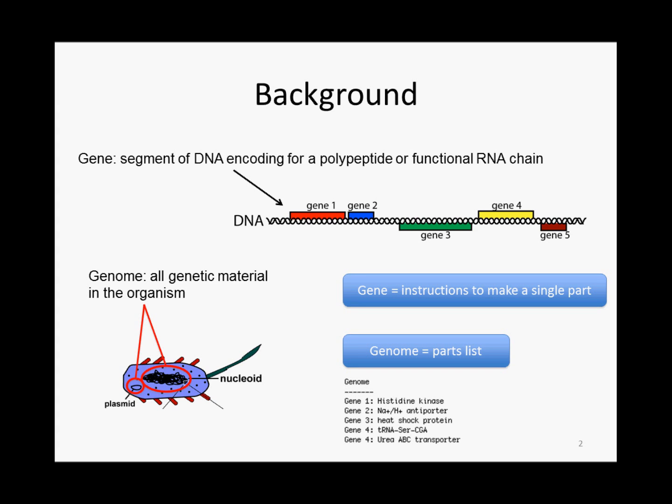So, an analogy that is often used when talking about genomes and genes: if we imagine the genes contain the instructions to make a single biological part, then a genome is therefore a parts list, the collection of instructions to create all of the meaningful biological parts. And here's an example of such a parts list.